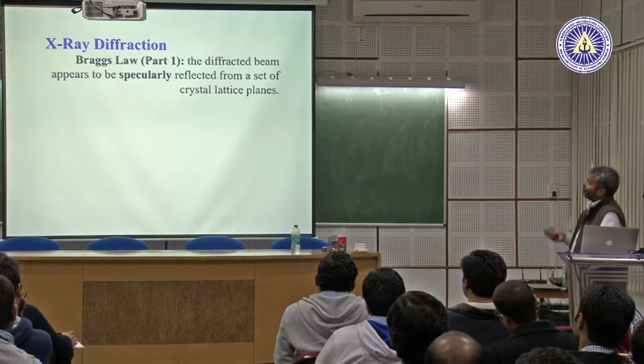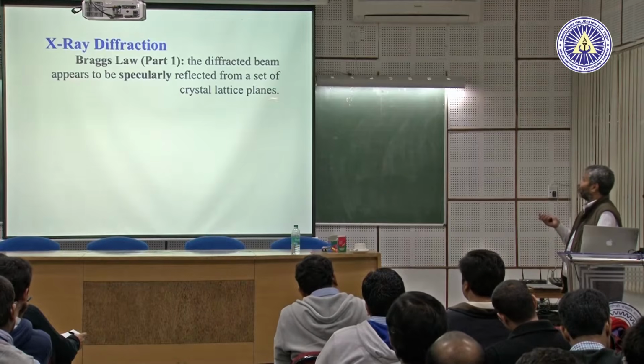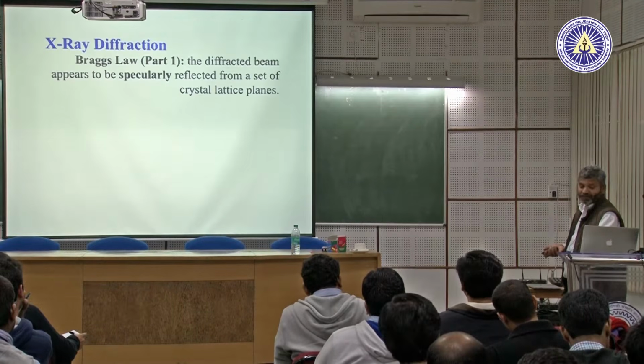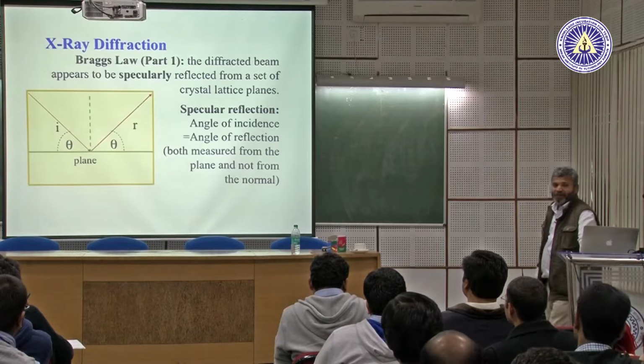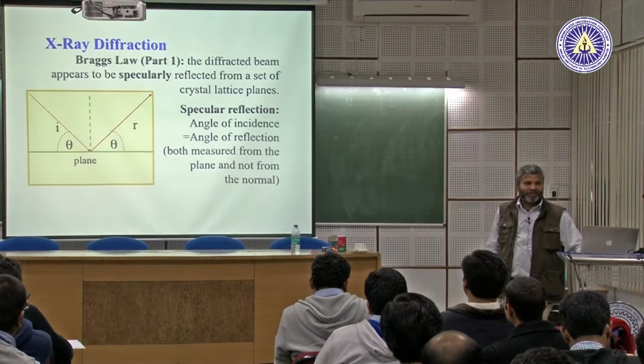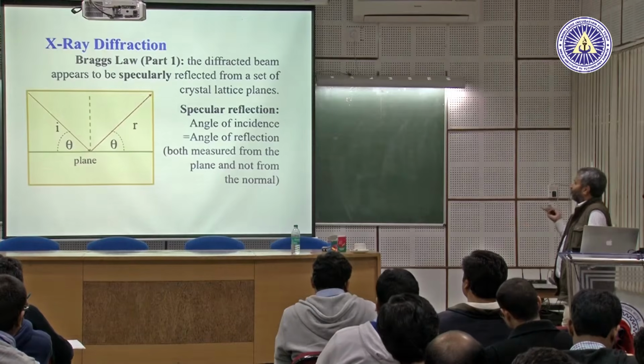So this was the first part of Bragg's law, and it was the important part: that the diffracted beam appears to be specularly reflected from a set of crystal lattice planes. Part two is very simple, a diffraction calculation, or addition of waves, which is done in all textbooks.